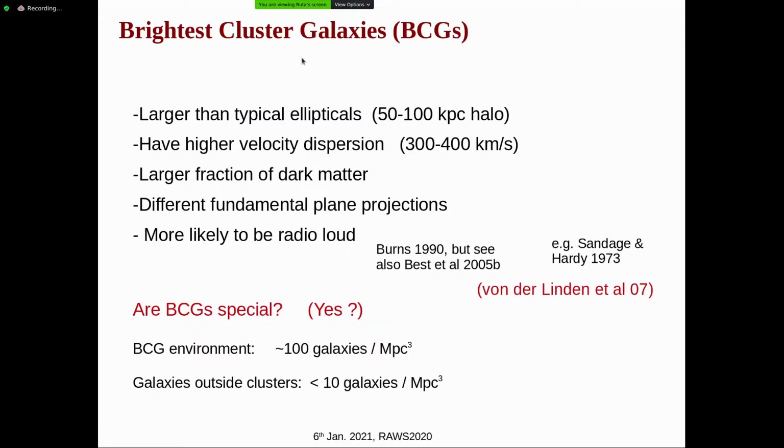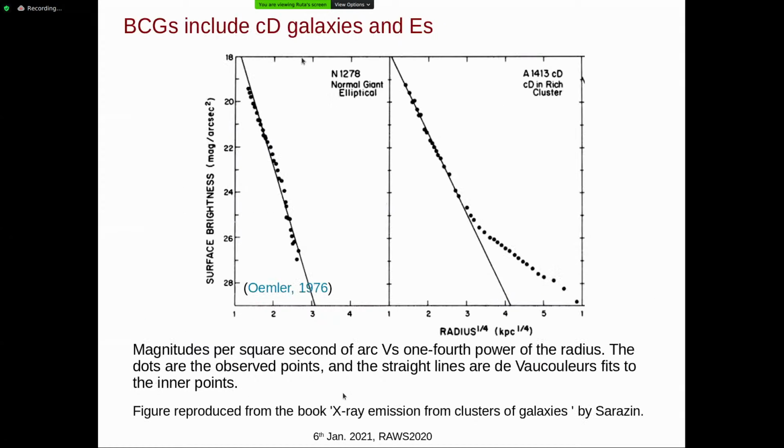So these environments are basically of the order of 100 galaxies per megaparsec cube as compared to less than 10 galaxies per megaparsec cube for galaxies residing outside clusters. So this is another property showing the extent of brightest cluster galaxies.